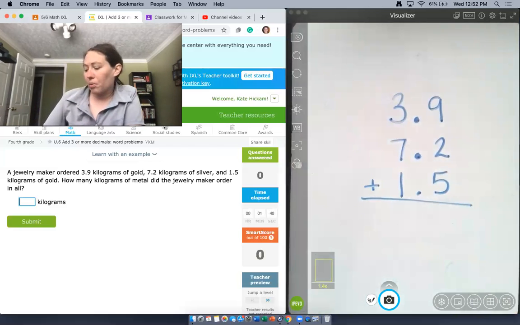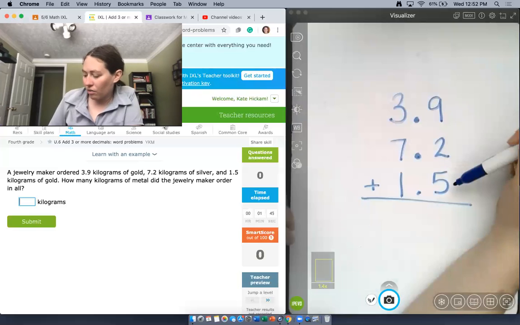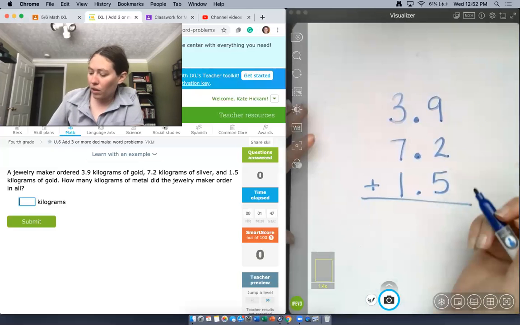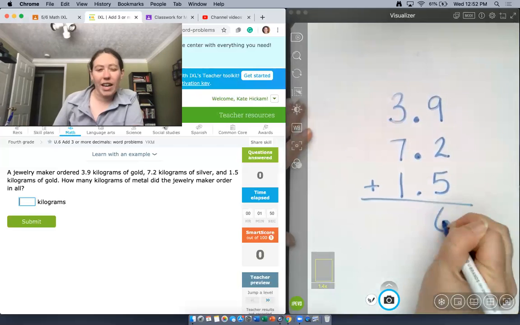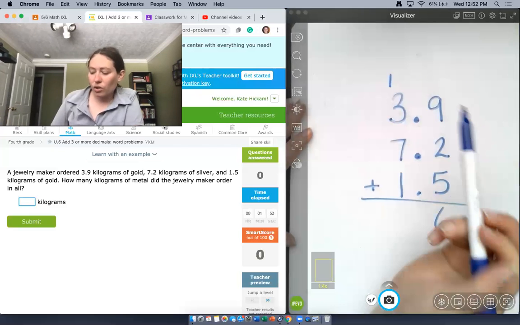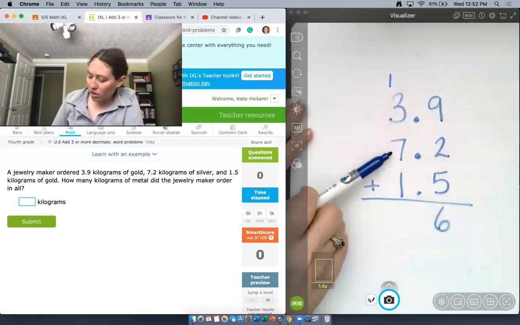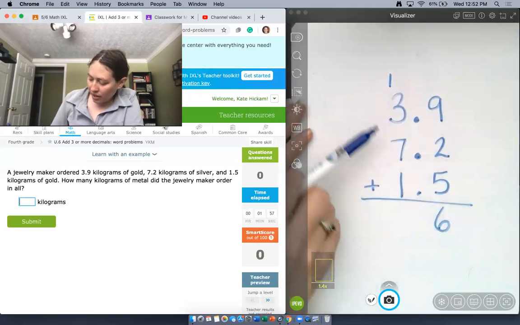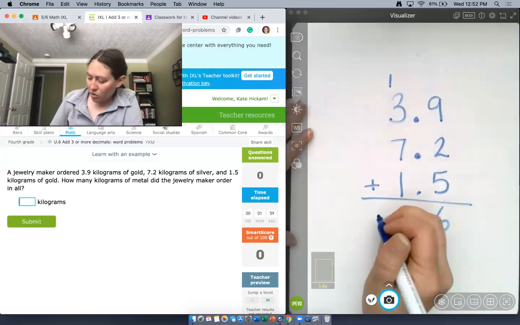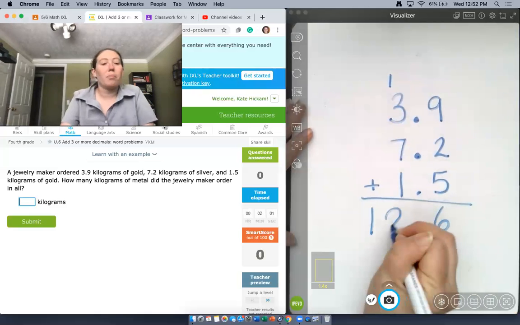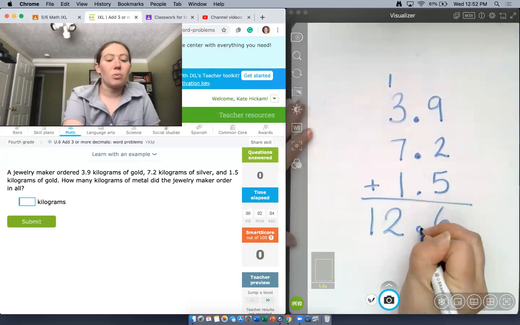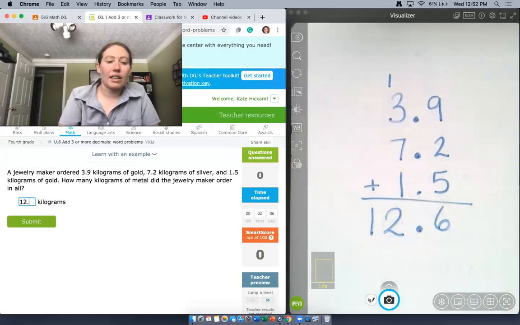Now 9 plus 2 plus 5 equals 16. Write the 6, carry the 1. And then I look for tens as the easiest thing. So 3 plus 7 I know equals 10, plus 2 equals 12. So I write it, and then I bring down that decimal in that same spot. So 12.6. So 12.6 kilograms total.